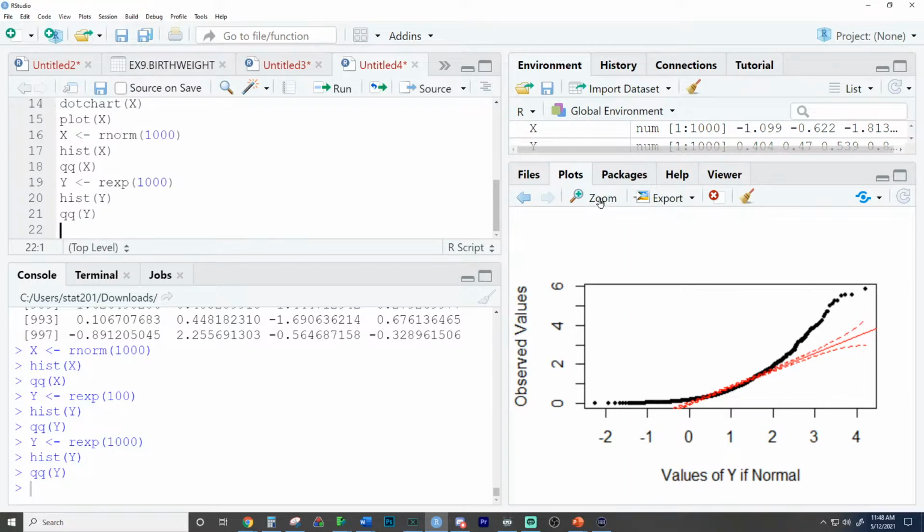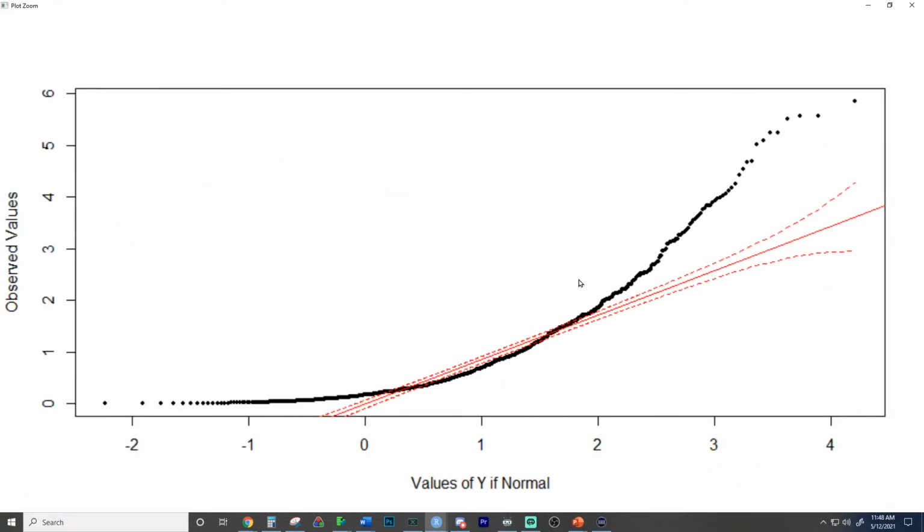No. This is what's called a normal probability plot. We can do them in JMP also. I just like this graphic better. The red line down here is what is normal, like values of y if normal. And this is the normal line. Does this follow the normal line?